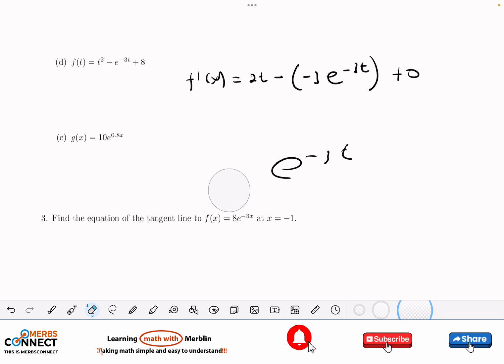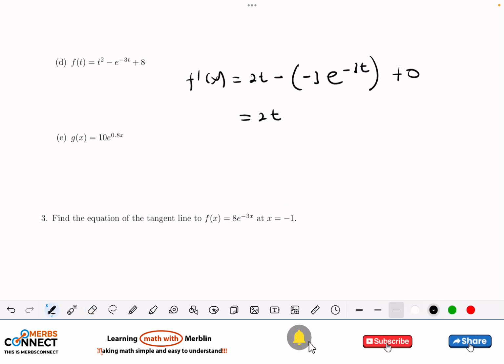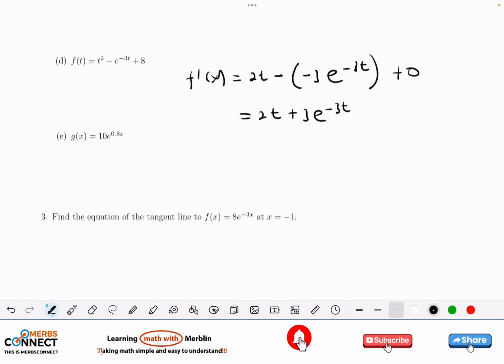When I differentiate a constant, I get 0. So I differentiate 8, I get 0. So this one will be 2t plus 3 e to the power minus 3t. So that will be that.